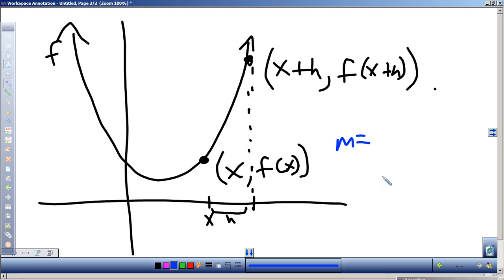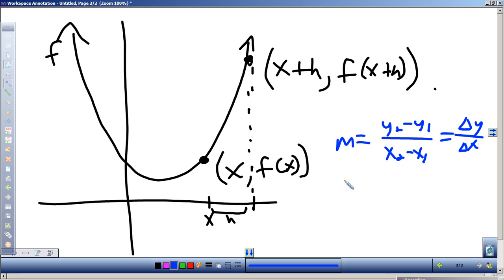So m equals, what's the formula? y2 minus y1 over x2 minus x1. Everybody has that memorized, right? Or you could say rise over run, or we could say delta y over delta x. All of these work. So we're going to apply that to these two coordinates now.